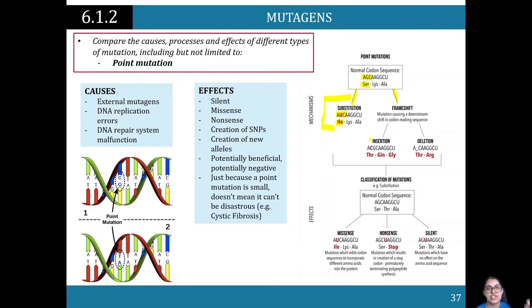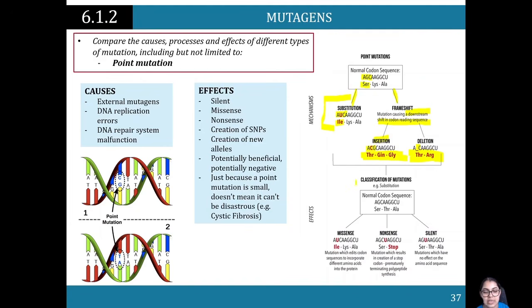Frame shift mutation can either be insertion or deletion. Frame shift means that it just shifts one over, so it's causing a downstream shift, basically, in reading the sequences. So how does that happen? They can either be insertion or deletion. In terms of insertion, we have the ACG. Here we have inserted a C just before the G, and that has, instead of changing just one amino acid, changed the whole sequence here. The same thing happens if a deletion happens. We've deleted the G here, and that has also changed the whole sequence there.